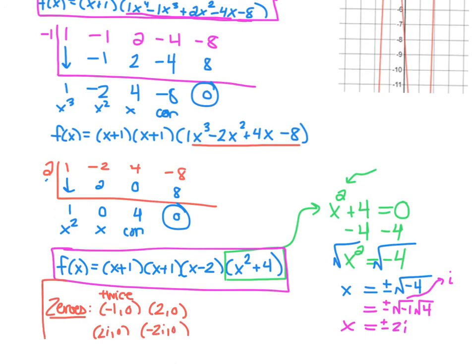So I have a total of 4 zeros. 2 of them are real zeros, and I can see them physically on my graph, and 2 of them are imaginary zeros. So they're solutions to my particular equation, but I won't necessarily be able to physically see them on my graph.